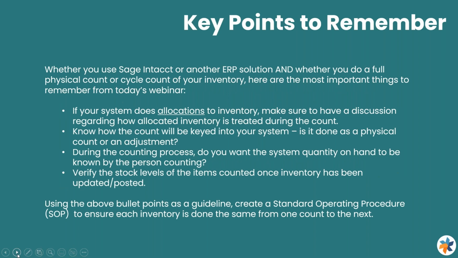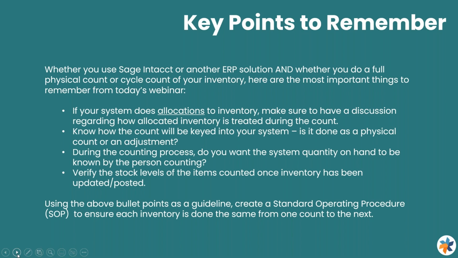Some key points to remember, whether you're using Sage Intacct or another ERP solution, and whether you do a full physical count or a cycle count of your inventory. These are the most important things to remember from today's webinar. If your system does allocate inventory, make sure that you have a discussion regarding how allocated inventory is treated during the count. Know how the count will be keyed into the system. Is it a physical count or is it an adjustment?